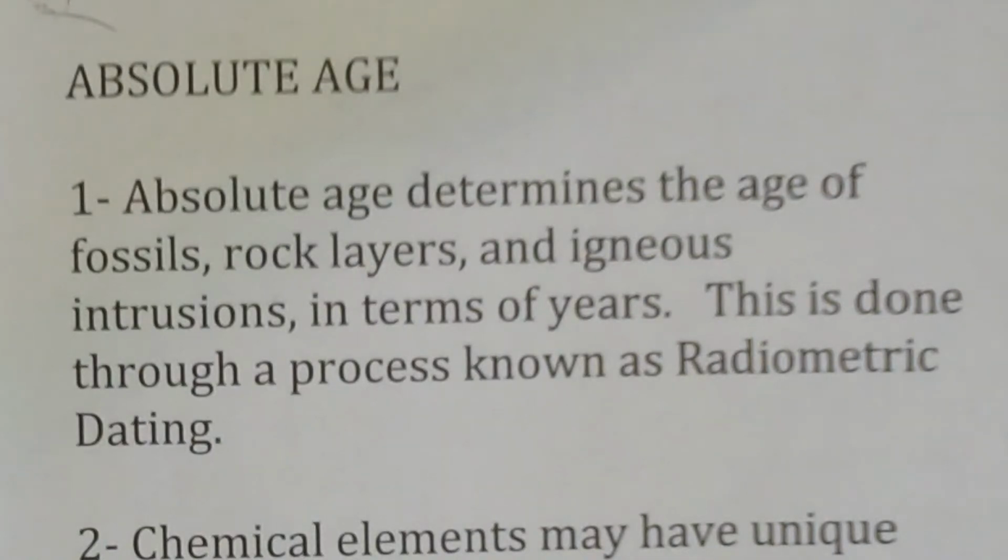Absolute age. Number 1. Absolute age determines the age of fossils, rock layers, and igneous intrusions in terms of years. This is done through a process known as radiometric dating.